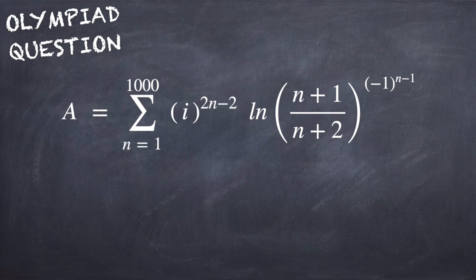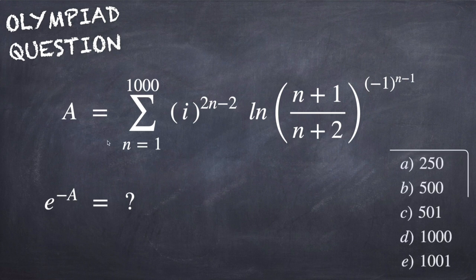Hello everyone. Consider this quantity. A is the summation of this factor, which is a complex number, multiplying this logarithm, the natural logarithm of this argument with this exponent. And we need to calculate the exponential of the negative A.